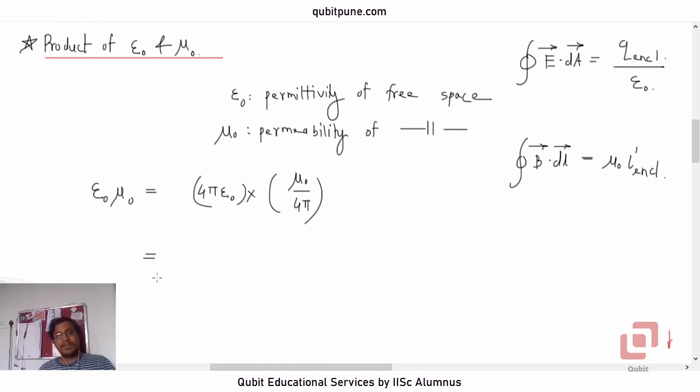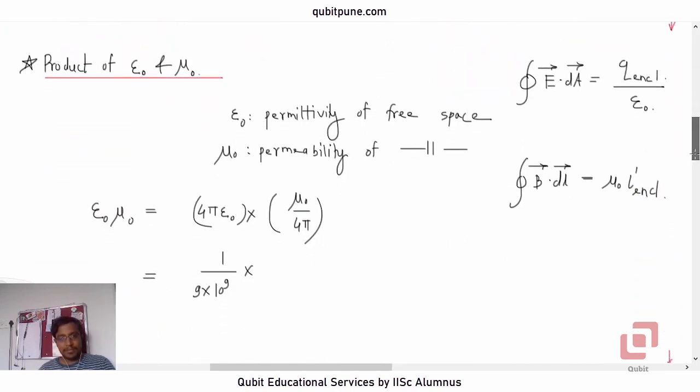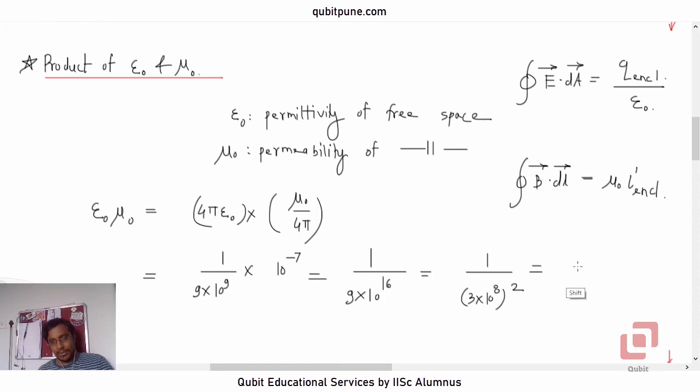One upon 4 pi epsilon naught is how much? 9 into 10 raised to 9. So 4 pi epsilon naught will be 1 upon 9 into 10 raised to 9. Mu naught upon 4 pi is already there, 4 pi into 10 raised to negative 7. That's mu naught, so mu naught upon 4 pi will simply be 10 raised to negative 7. So this is 1 upon 9 into 10 raised to 16, which is 1 upon square of 3 into 10 raised to 8. That is 1 upon square of speed of light in vacuum, or speed of electromagnetic wave in vacuum. So we can say that C is equal to 1 upon root of mu naught epsilon naught.